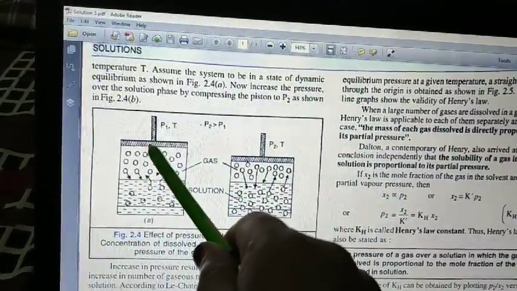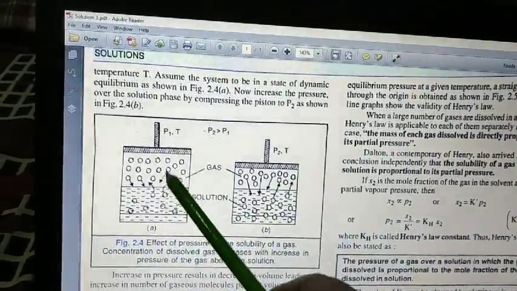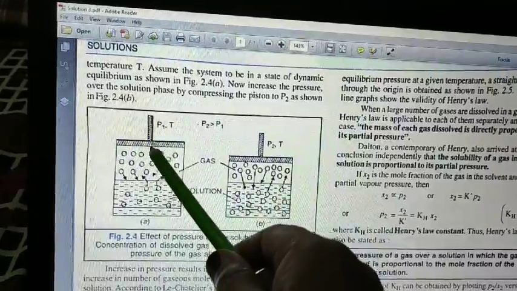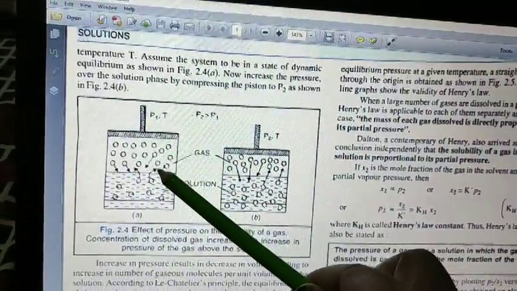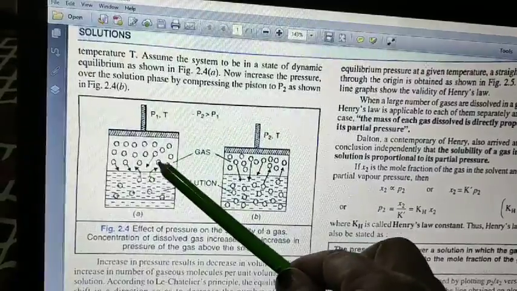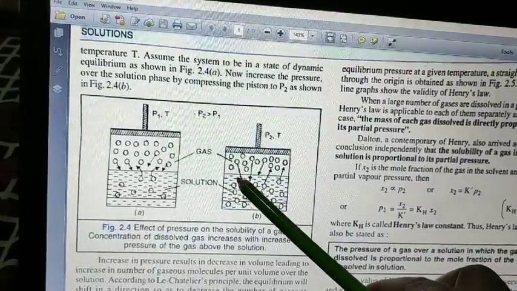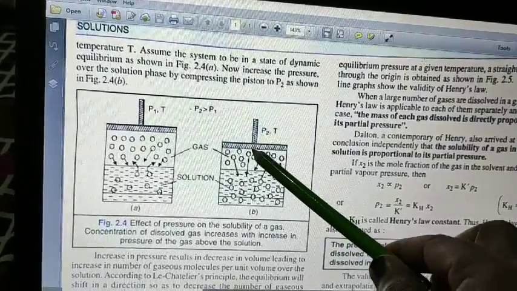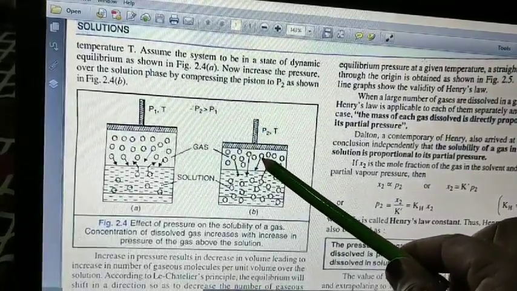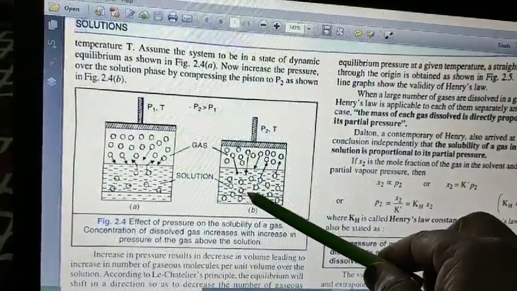And over here we have got a piston, so we can move it up and down. That means we can increase the pressure as well as decrease the pressure. Now what we have done is we have applied more pressure than P1. So what will happen, the piston will shift down. In doing so, the gas molecules will come closer to each other. Now when they come closer to each other, they will try to strike the surface of the liquid, and because of their compressed nature, some of them will try to dissolve in this solution.